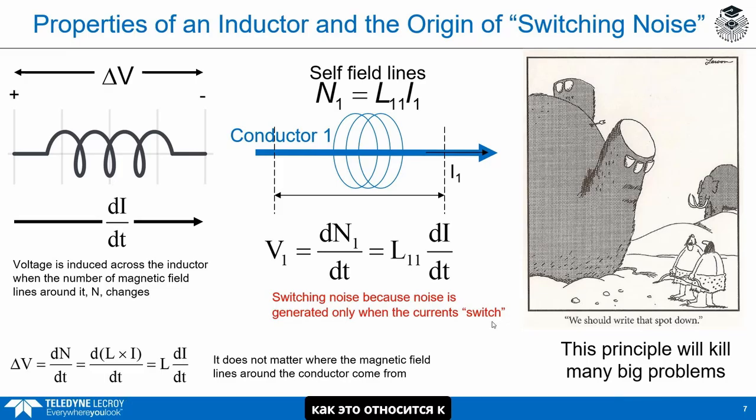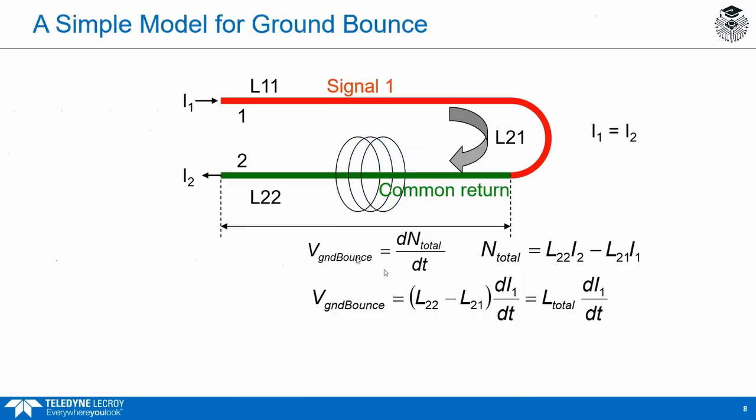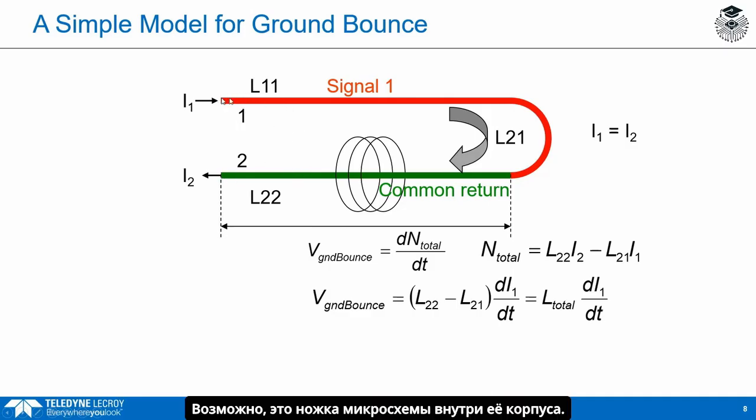Now, let's take a look at how this applies to the next example, ground bounce. So here's a really simple model for the two conductors, signal and return path associated with a signal path. Maybe it's the lead in a package. So here's the signal, here's the return. And again, in the return path, we have rings of magnetic field lines around that return conductor from its own self field lines. These are from its own currents flowing this way.